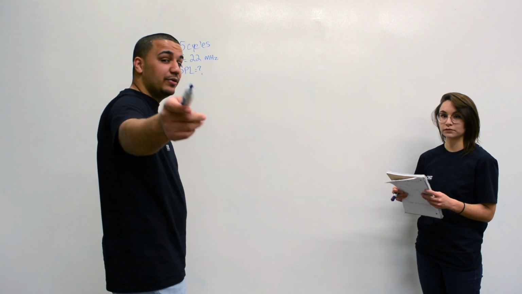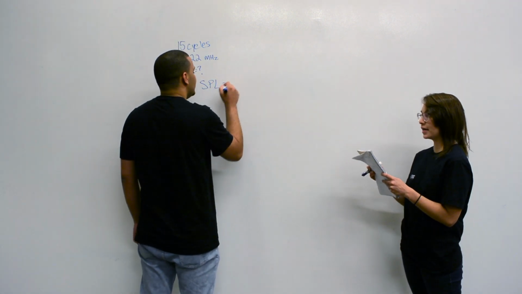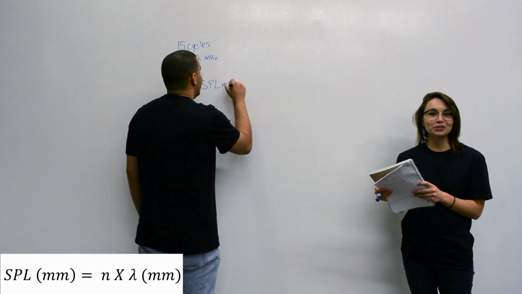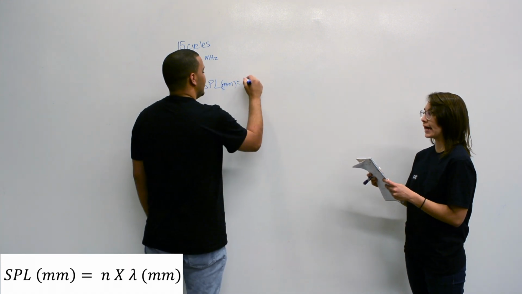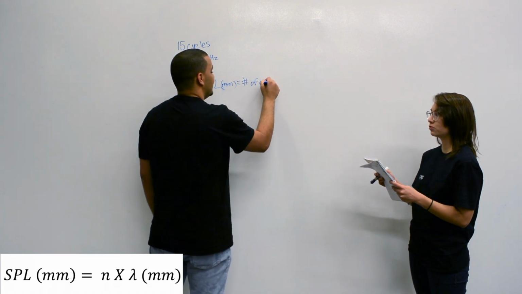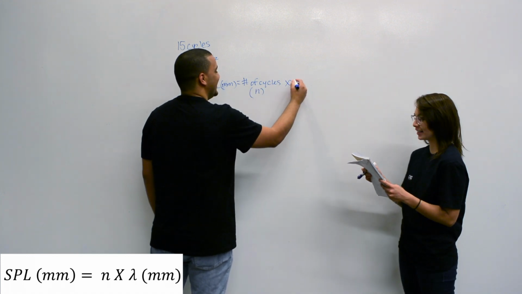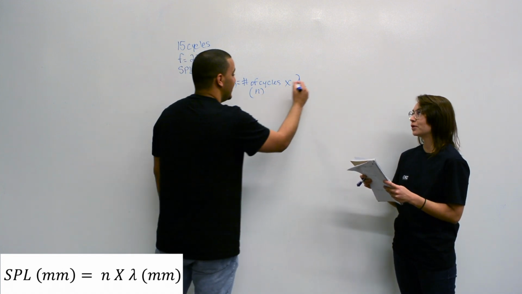What's your SPL equation, Assist Britt? SPL, in millimeters, always remember your units, always, is equal to the number of cycles, which we could use N if you wanted, or you can write out number of cycles, times the wavelength, that's the symbol for wavelength. And you can put millimeters there.